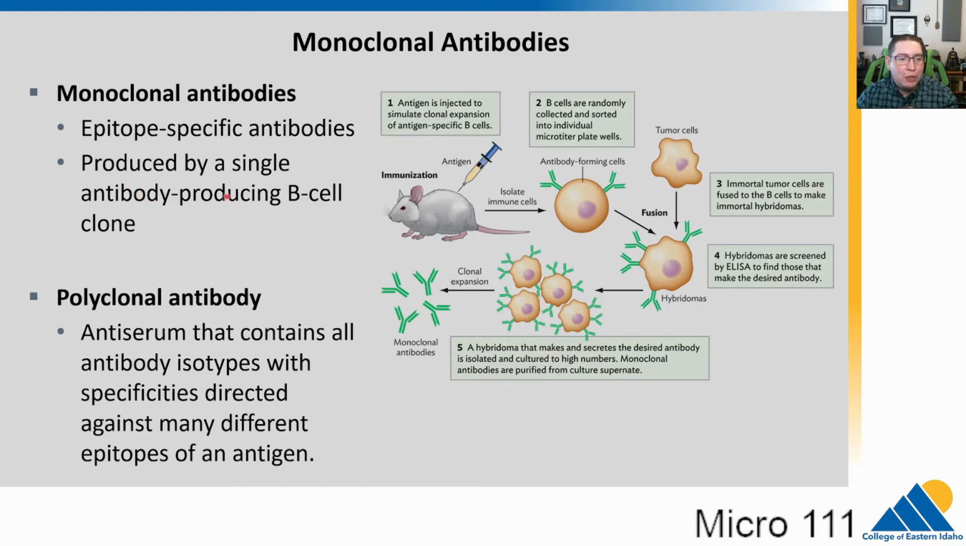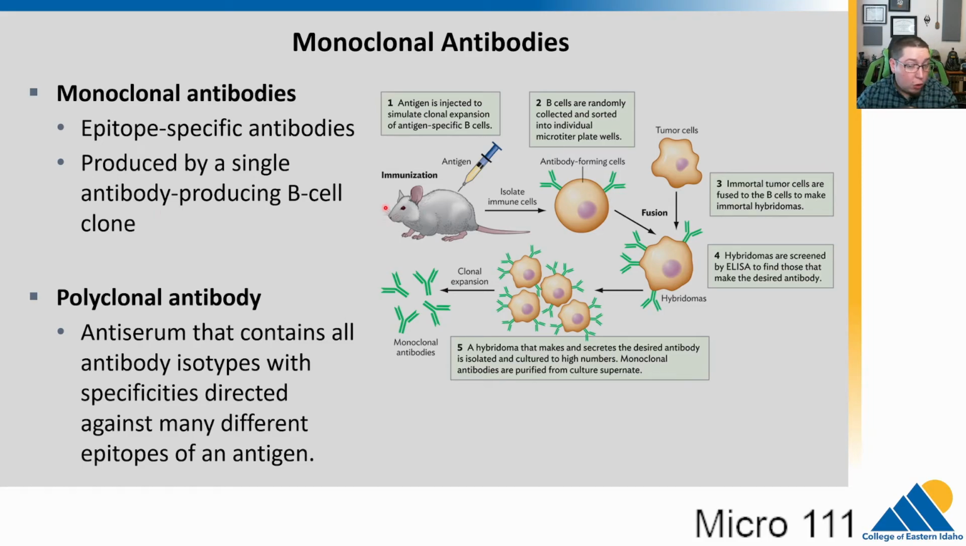So we'll see what this is. Polyclonal antibodies are anti-sera that contain many different isotypes, so IgG, IgA, IgM, all these different types. And they might not be as specific. They can act against different epitopes of an antigen, so they're a little less specialized. Monoclonal are like super targeted.